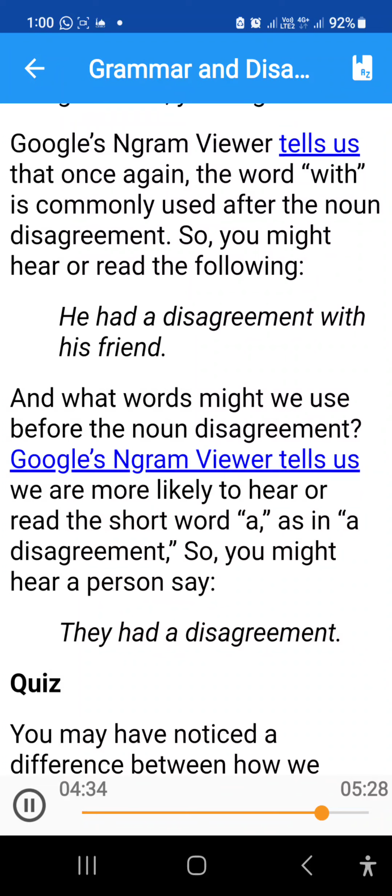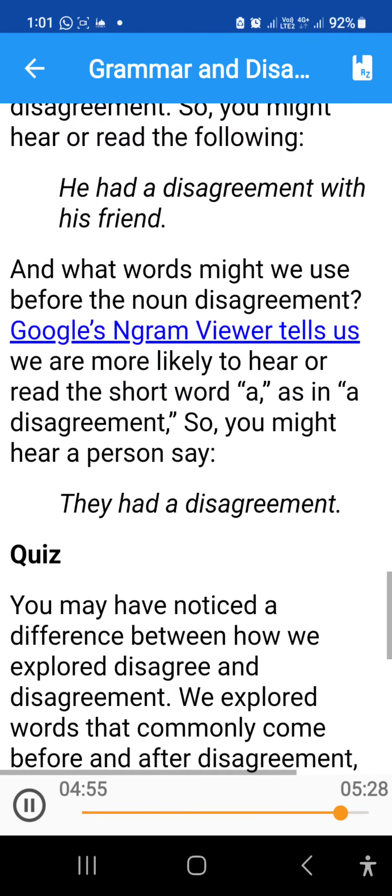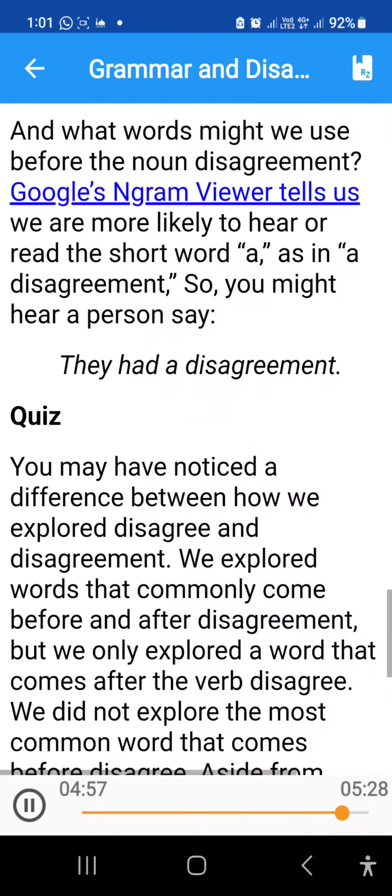You may have noticed a difference between how we explored disagree and disagreement. We explored words that commonly come before and after disagreement, but we only explored a word that comes after the verb disagree. We did not explore the most common word that comes before disagree.